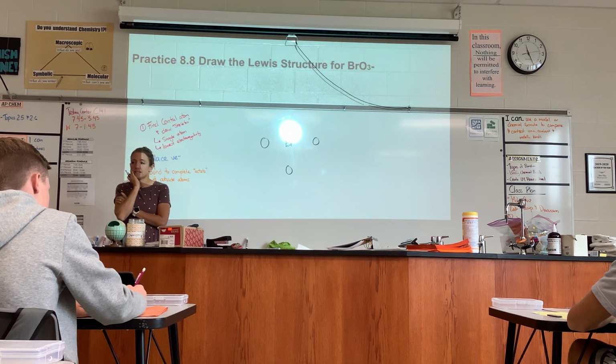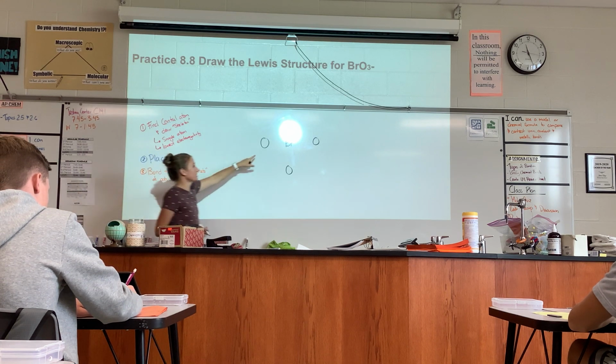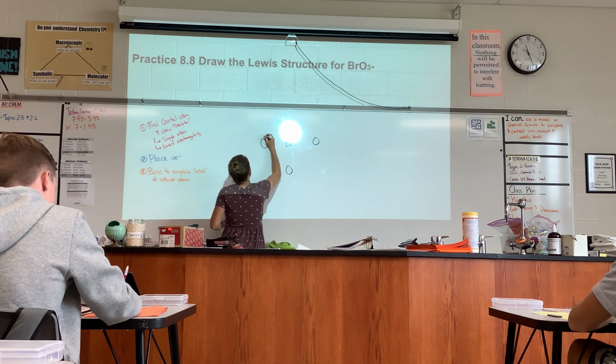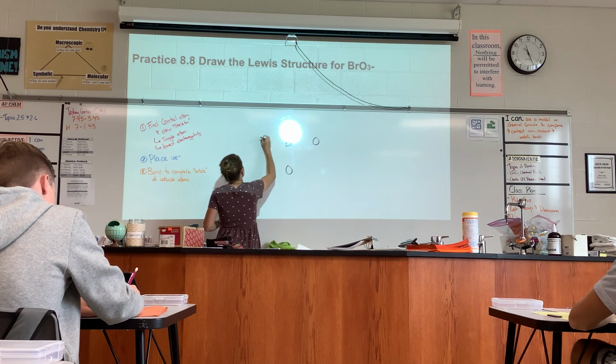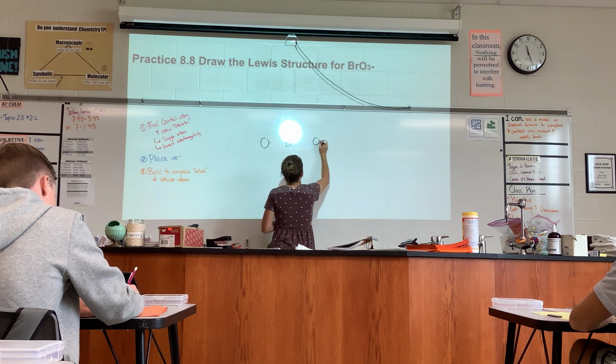Step two, place valence electrons. So oxygen comes to the party with 6. 1, 2, 3, 4, 5, 6.